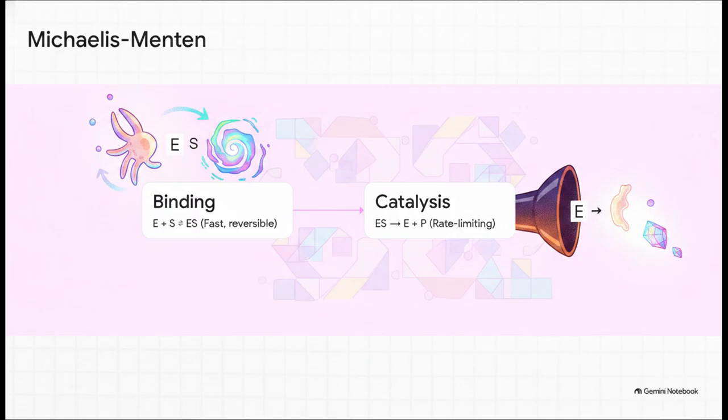But here is where it gets super interesting. This second step is much slower than the first. That ES complex undergoes catalysis to release the final product, the P, and regenerate the free enzyme so it can be used all over again. Because this step is slower, it acts as a physical bottleneck. It's the rate-limiting step for the entire reaction.